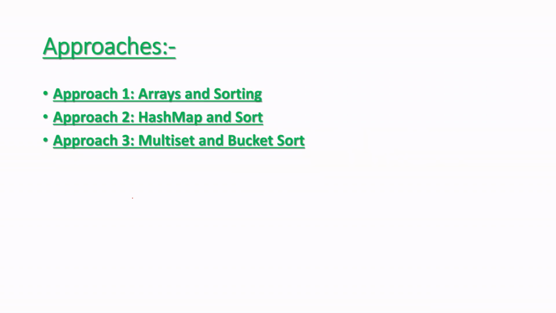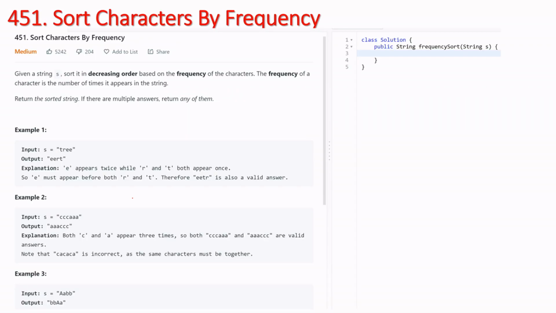So for today's question, we have Sort Characters by Frequency, in which the question is asking: given a string, sort it in decreasing order based on the frequency of characters. The frequency of a character is the number of times it appears in the string. Return the sorted string, and if there are multiple answers, return any of them.